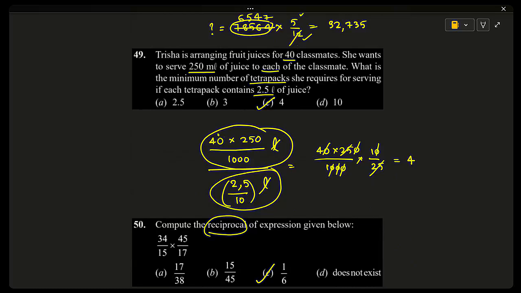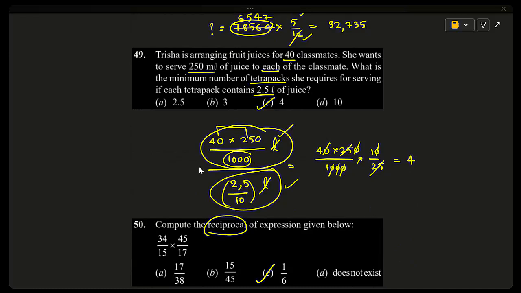What I do, first 40 and 250 I multiply, then I have to divide by 1000. Why? Because I want the units in liters, right? Yes, sir. Then each Tetra Pak is having 2.5 liters of juice, so just divide by 2.5 and simplify to get the answer. Okay? Simplification, you have any doubts? No, sir.